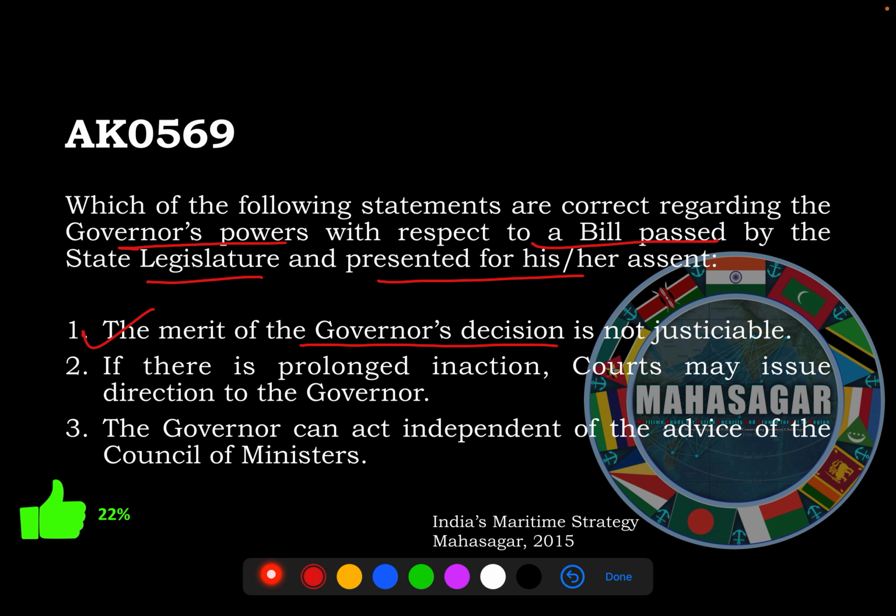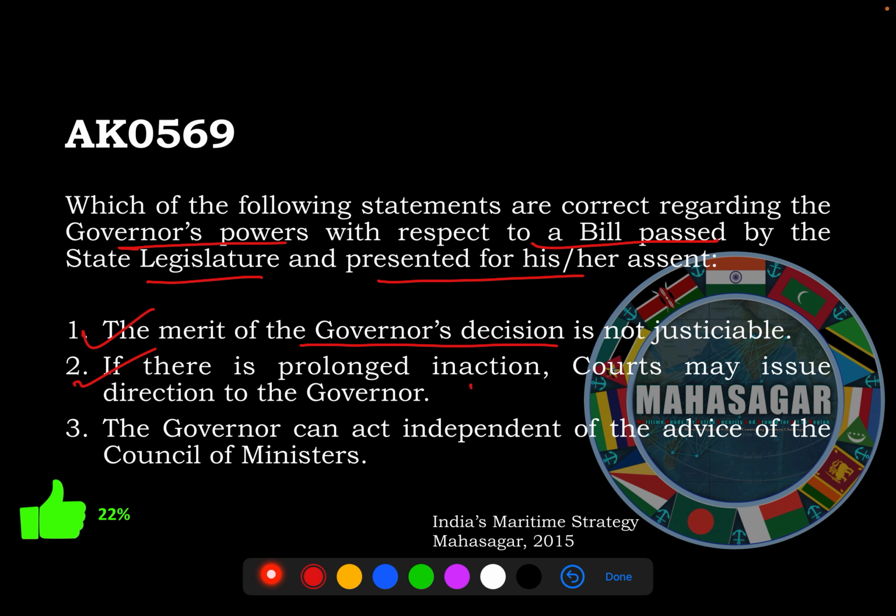What it means is the courts cannot question why or why not the governor has taken a specific decision. Courts can examine delay and issue mandamus, as I told you earlier, but they cannot question why the governor chose whatever they chose amongst the options we saw in the previous question. They are the discretions of the governor. So the merits cannot be examined here. Then if there is prolonged inaction, courts may issue direction. We have seen already that is also correct.